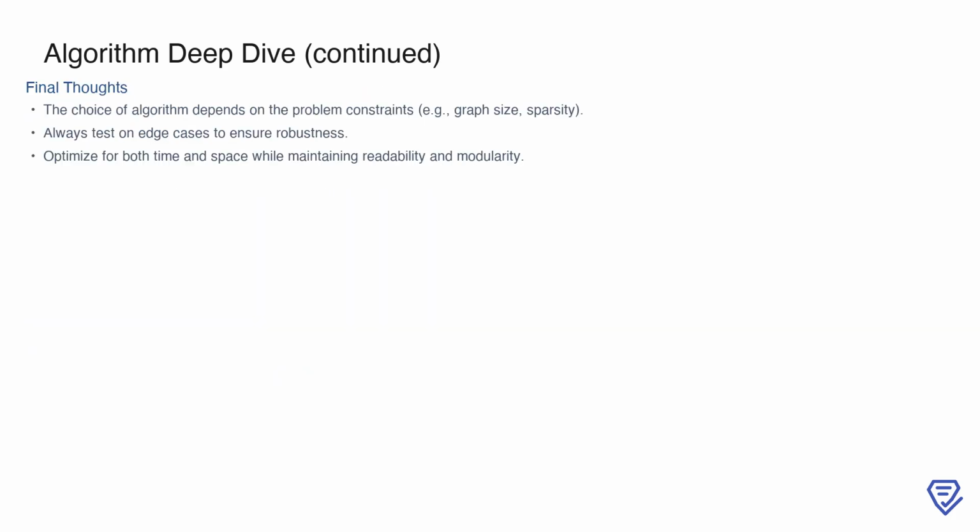In conclusion, the choice of algorithm and data structures depends heavily on the problem constraints, such as the size and sparsity of the graph. It's vital to test your solution on a variety of edge cases to ensure it's robust and handles all scenarios correctly. While optimizing for time and space complexity, it's equally important to maintain code readability and modularity. Breaking the problem into smaller, testable components not only simplifies debugging but also ensures each part of the algorithm is well implemented. By following these principles, you can design efficient and reliable solutions for a wide range of graph problems.